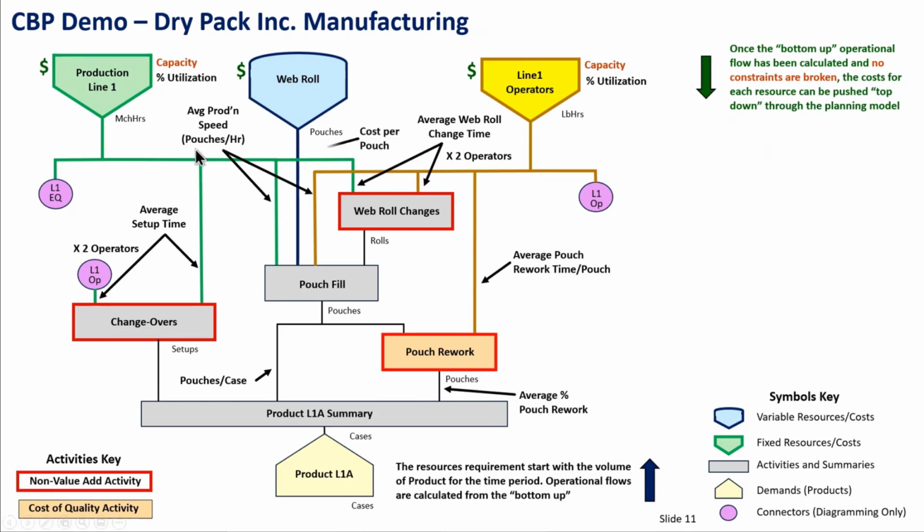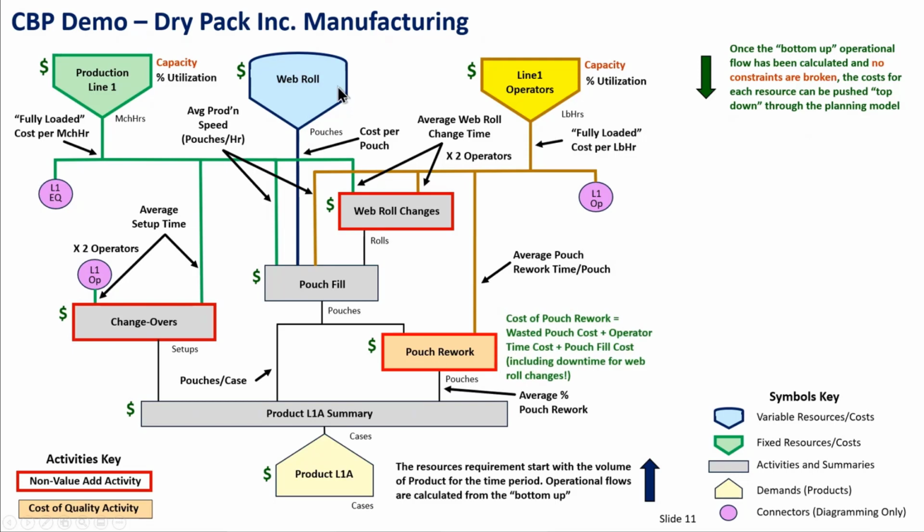So we can actually start looking at things like the cost per pouch, but probably more importantly, looking at the fully loaded costs of the production line and the fully loaded costs of the operators. And then that gets pulled back down so we can actually get at what is the cost of a web roll change, of a changeover, of a pouch rework. And if I look at this pouch rework, it's really not just the cost of the wasted pouch, it's the cost of the operator time to deal with that rework, but it's also the cost of filling that pouch, which includes the web roll change. So it gets weighted based on how the process works. So that rework cost is probably higher than anybody realizes. And that raises the magnitude and the importance of managing quality and managing the cost of quality.